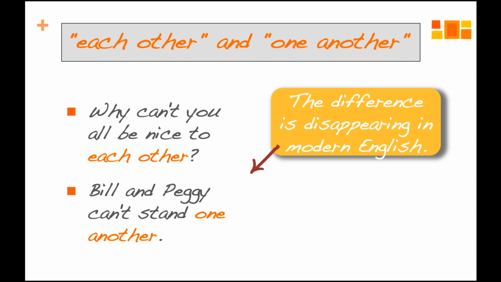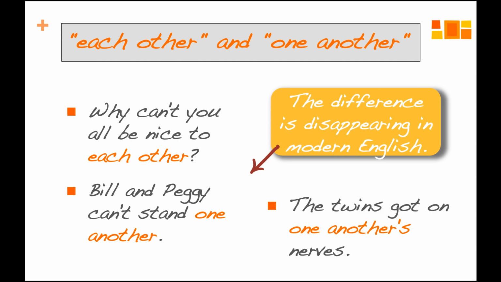There's nothing wrong with that. Bill can't stand Peggy and Peggy can't stand Bill. You can use one another here. And the twins, which obviously is two people, the twins got on one another's nerves. You can also say the twins got on each other's nerves, which I actually would prefer. I cannot actually say that one another's nerves is a mistake. The twins got on one another's nerves, it's perfectly alright English. So the difference between each other and one another is disappearing in modern English.